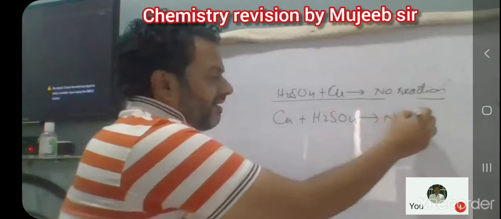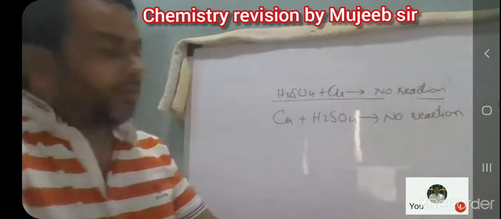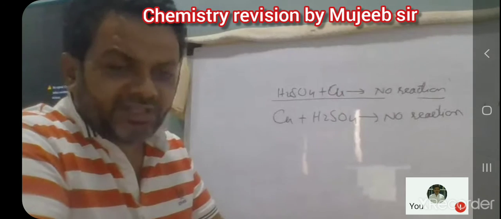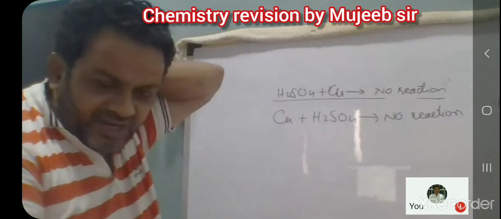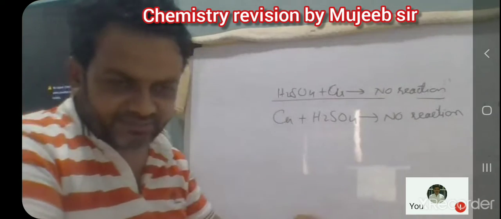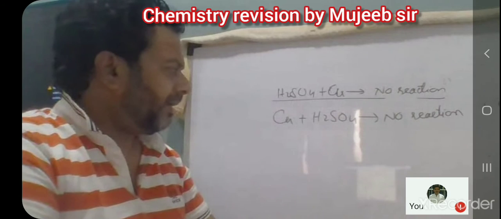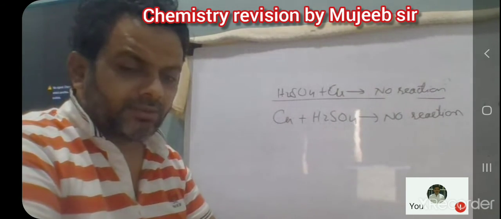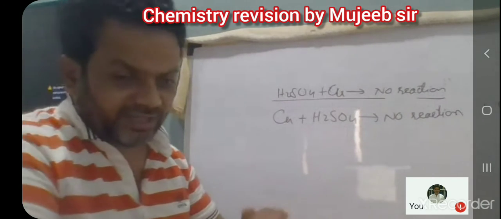Copper is placed below hydrogen in the reactivity series of metals, so copper is less reactive than hydrogen. That's why it cannot displace hydrogen from its salts, and no reaction will take place.